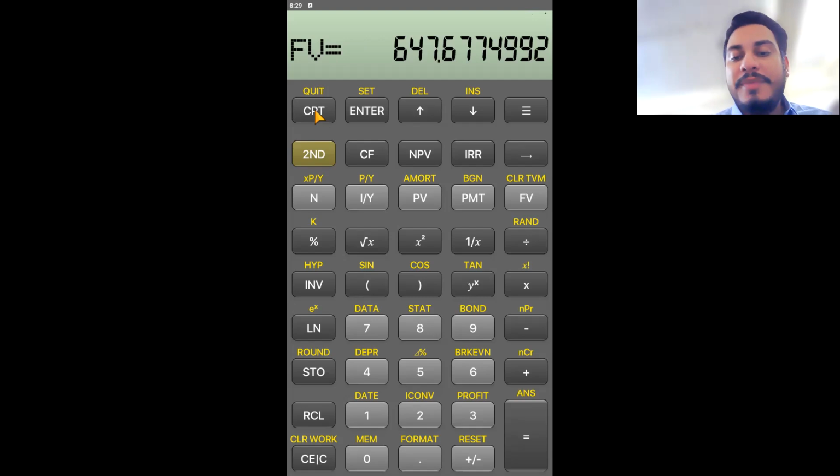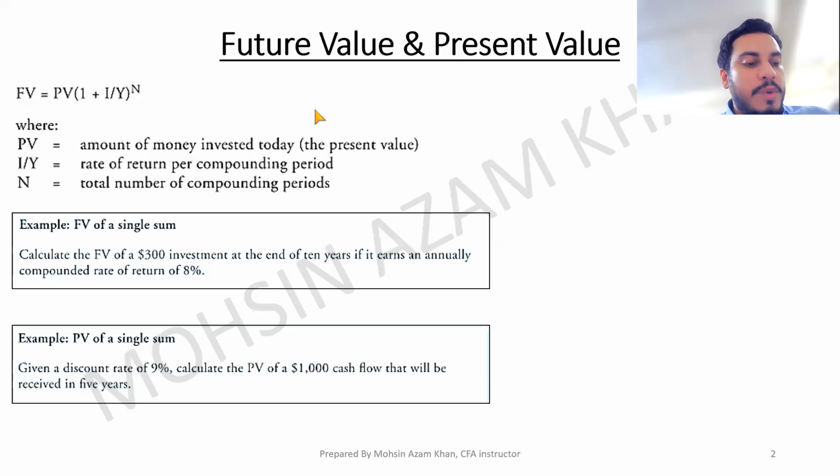Let's try the same thing with the second question and see if you can understand. This was your second question. It said the discount rate is 9. Discount rate and interest rate are the same thing. I is the rate of return, 9. Because the calculator assumes it to be in percentage, we'll just write the number 9. Now calculate the present value of a 1,000 cash flow that will be received in 5 years. So this 1,000 is the future value.